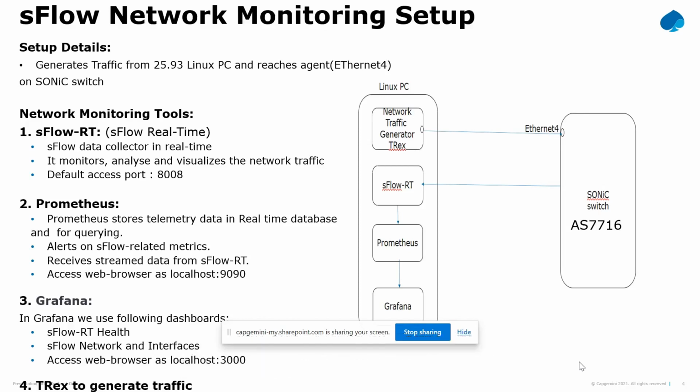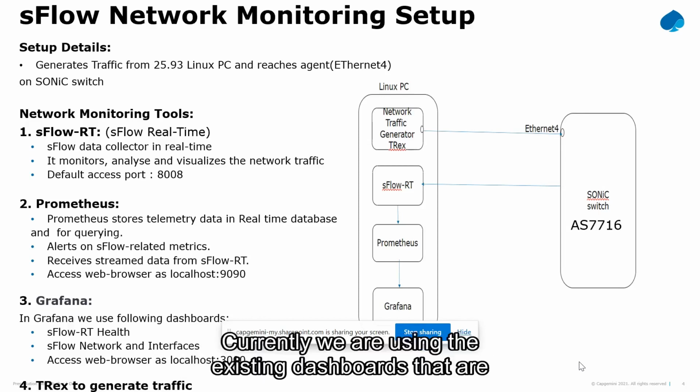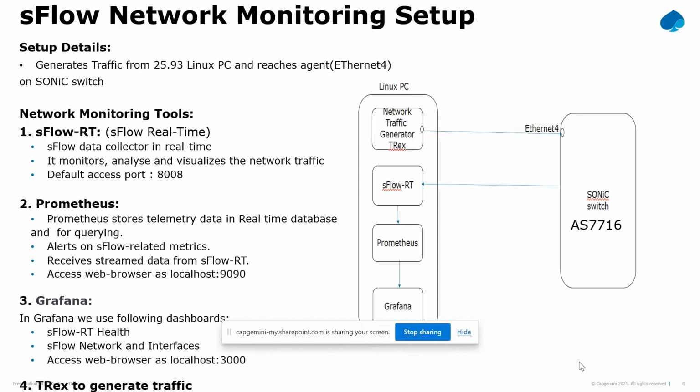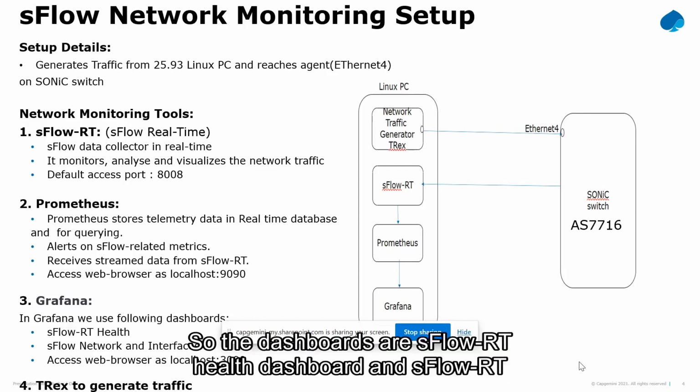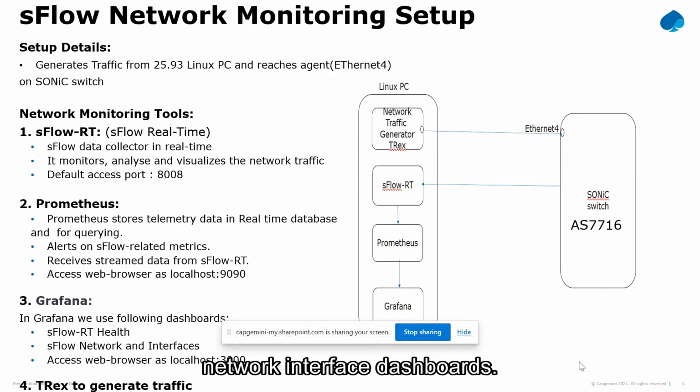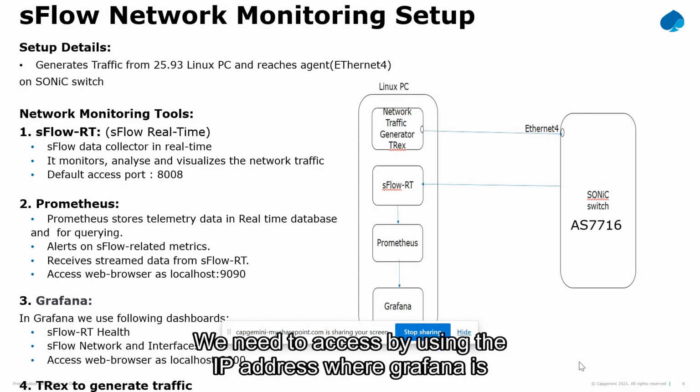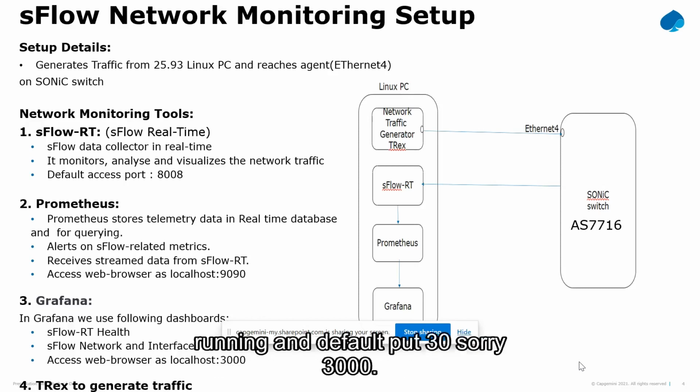Next, Grafana. Currently we are using the existing dashboards that are supported by Grafana, sFlow-RT dashboards. The dashboards are the sFlow Health dashboard and the sFlow Network Interface dashboard. In order to access the web browser of Grafana, we need to use the IP address where Grafana is running and the default port 3000.